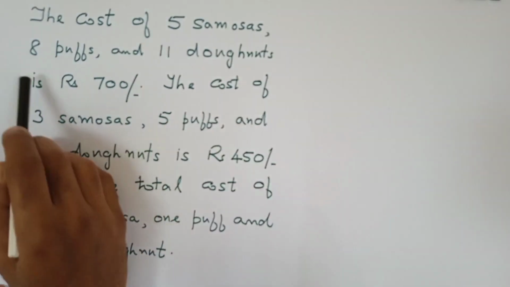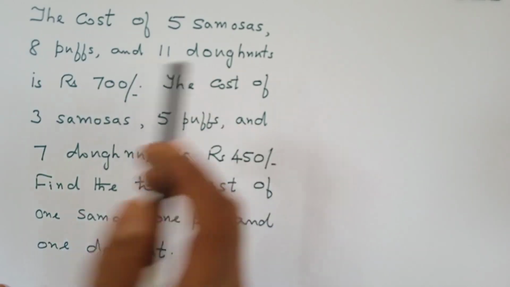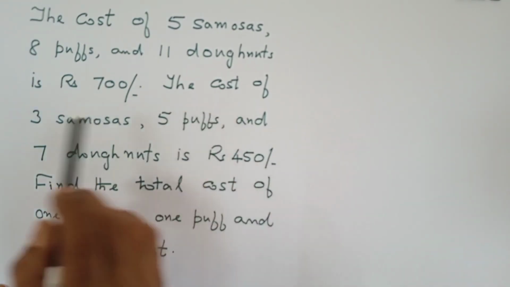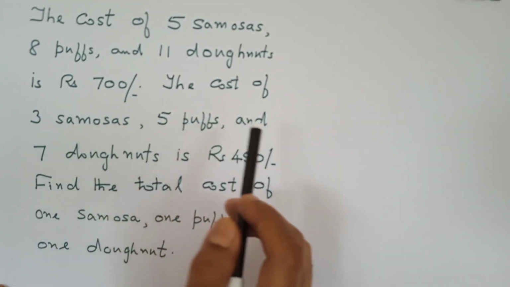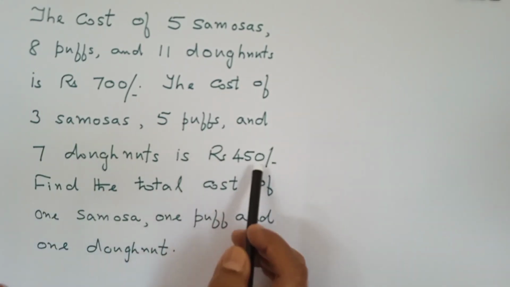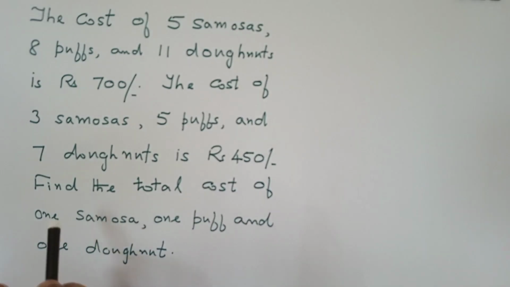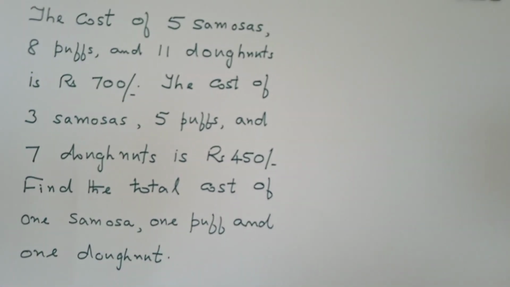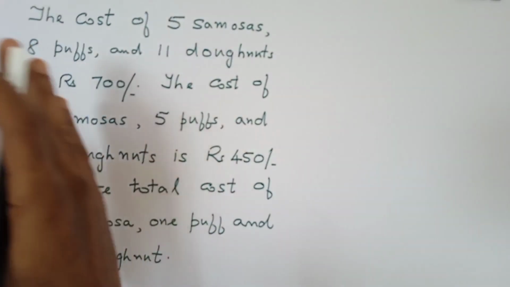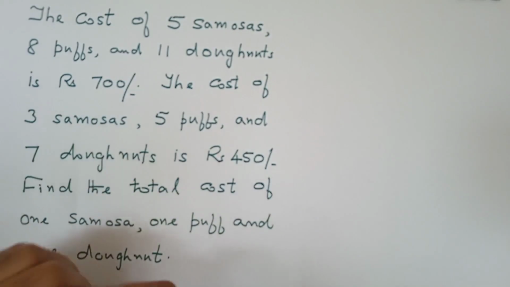The cost of 5 samosas, 8 puffs and 11 donuts is rupees 700. The cost of 3 samosas, 5 puffs and 7 donuts is 450 rupees. Find the total cost of 1 samosa, 1 puff and 1 donut. Here also, as in the previous problem, we translate the given data into equations.